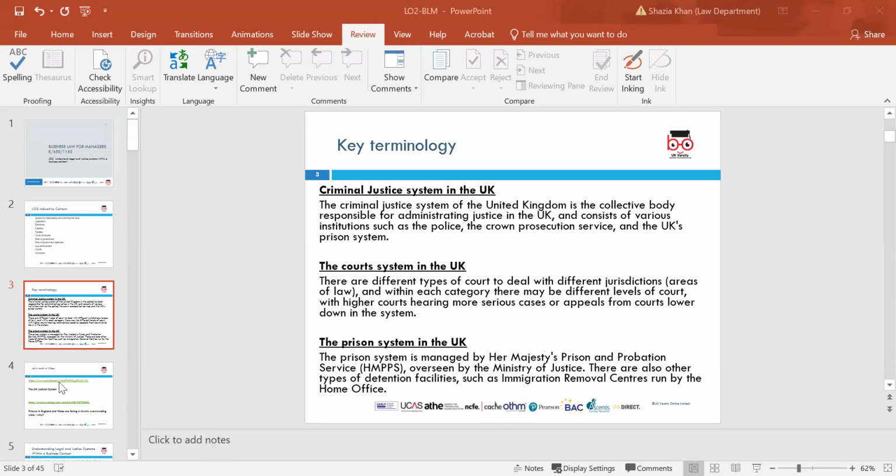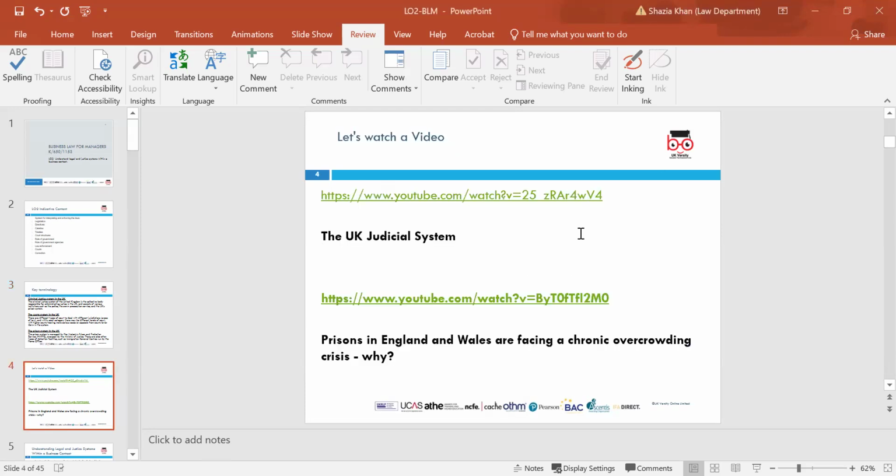Okay. The next slide has 2 videos on there that you can watch in your own time. The first one looks at the UK judicial system, how it works, why we have it, the processes, and what is involved in the judicial system. The second video is quite interesting, and it's what I've just been talking about: prisons in England and Wales are facing a chronic overcrowding crisis, why that's the case, why that's so important now, and what is being done about it.